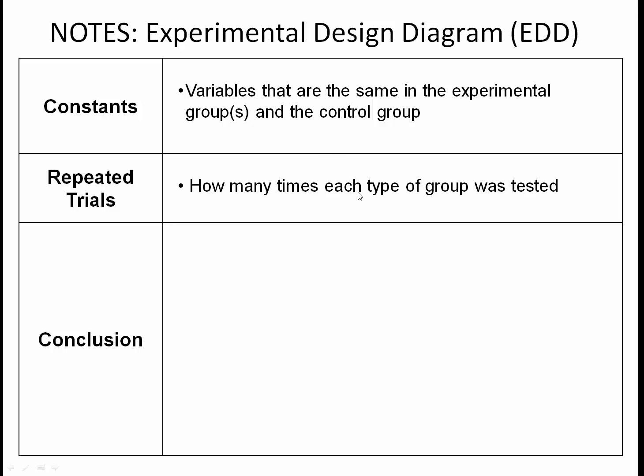Repeated trials: you want to do those as many as possible. Usually 3 is what's considered standard, but you really want to do as many as you can. And the conclusion: the hypothesis is supported or rejected, and again, that's based on data. So you look at your data and you say, yes, my hypothesis was supported because, or you look at your data and say, no, my hypothesis was not supported because.